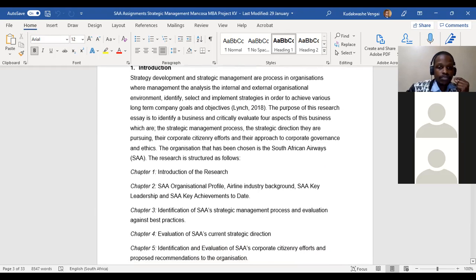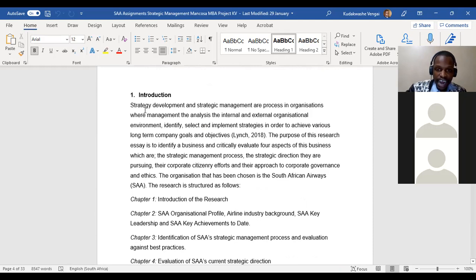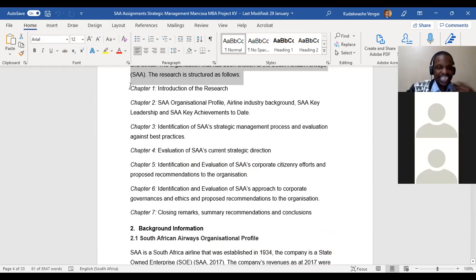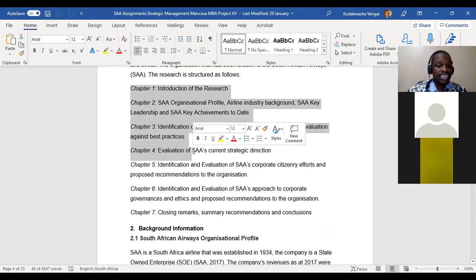And then I usually prefer putting an introduction rather than just going straight to the point. So you can see I put in an introduction where I highlighted the purpose of the assignment. The purpose of this research is to identify a business and critically evaluate the four aspects of the business and so on, based on the questions the lecturer has provided us. And in that introduction, I also highlighted the various sections of the report, i.e. the first chapter, which is the introduction, the second chapter, which is the profile of the organization, the third chapter, which is the management practices, the fourth chapter, for you to be different now, because you are trying to match the question that he has given you.